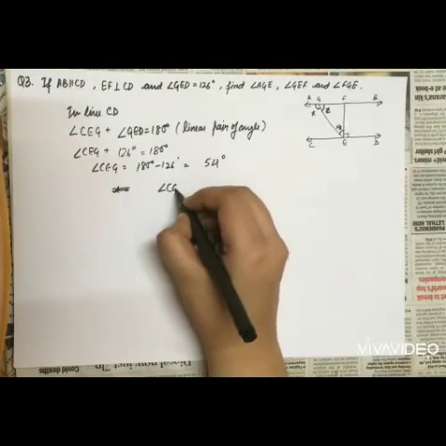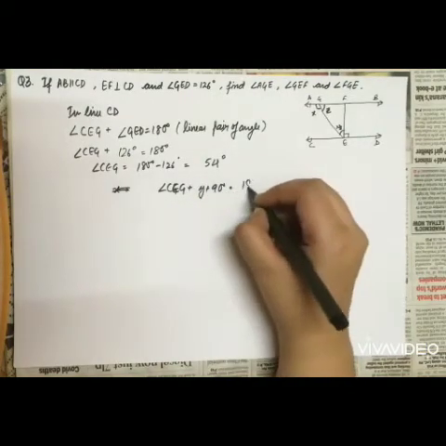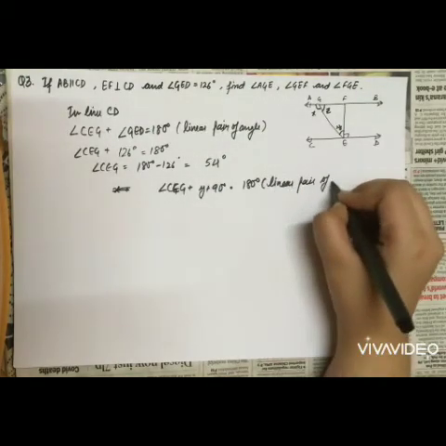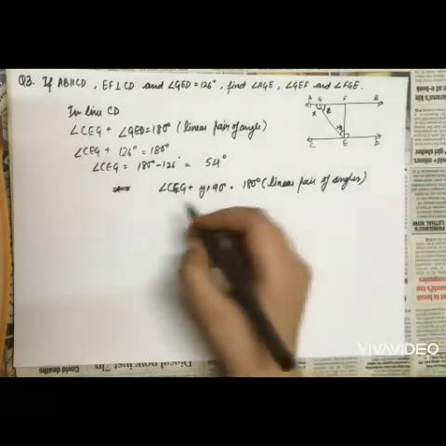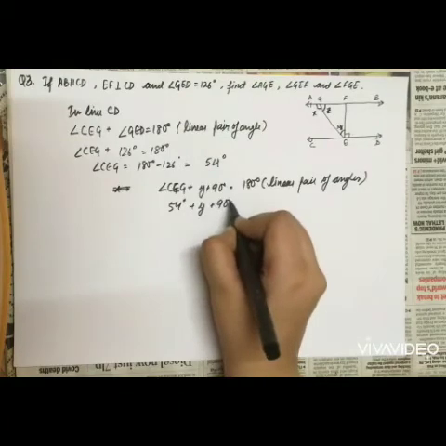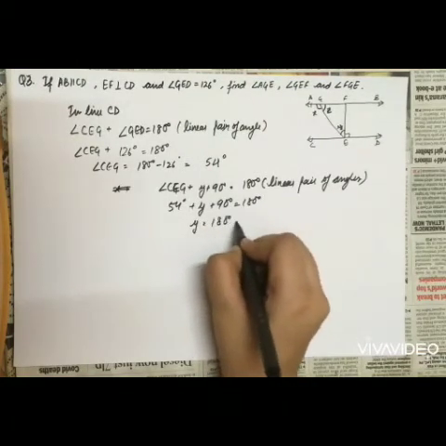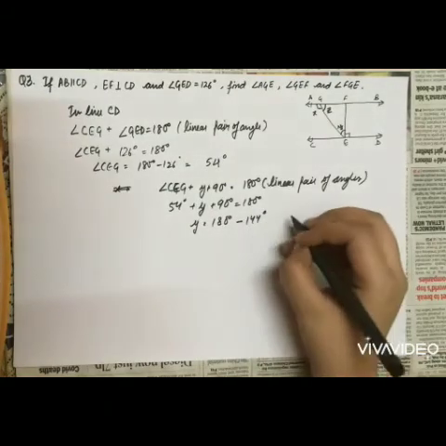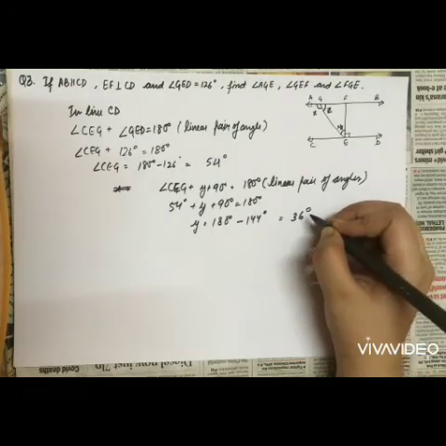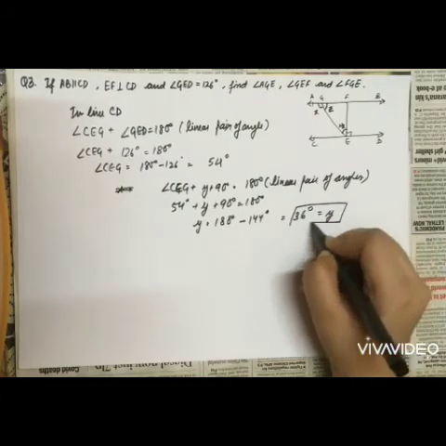Find the value of y. Here angle CEG plus y plus 90 degree is equal to 180 degree because of linear pair of angles. Now CEG is 54 degree plus y plus 90 degree is equal to 180 degree. Now y is equal to 180 degree minus 144 degree, which is equal to 36 degree. So y is 36 degree.